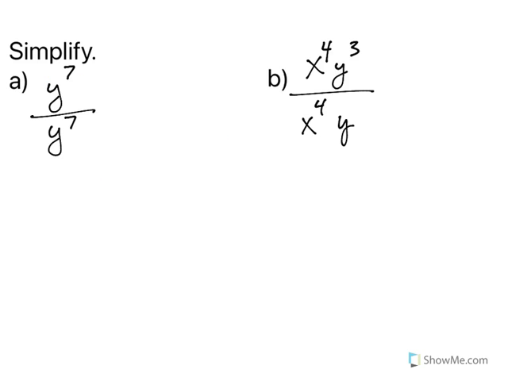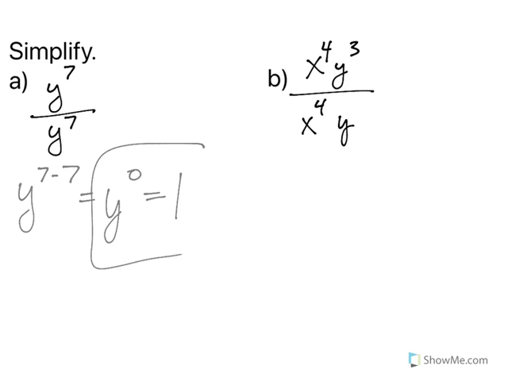So if I say simplify y to the 7th over y to the 7th, now you could look at that and say, well, anything over itself is 1, or do the quotient rule. 7 minus 7 gives me y to the 0. Anything to the 0 power is 1.